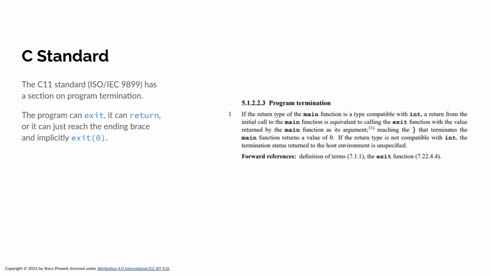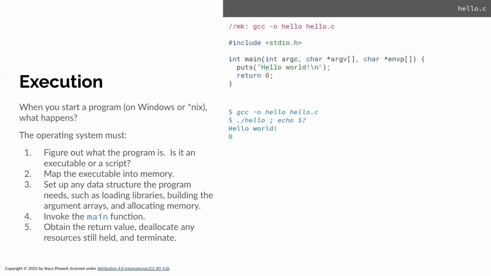Programs can exit, they can return, or they can just hit the ending brace, which is an implicit exit 0. There you go. Pretty simple stuff. So that's the basics of what it says there. Here's some C code. Super complicated code. There's that envp I mentioned. This gives you access to the environment variables. If you want direct access to them, you can get it this way. And it writes out the string hello world and returns 0.